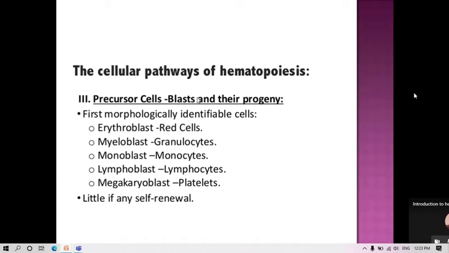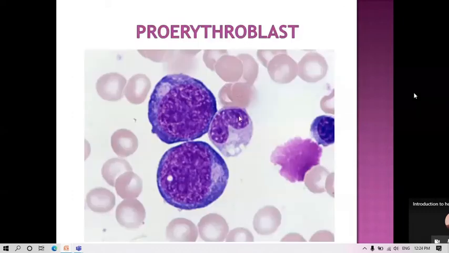These are the first morphologically identifiable cells. Like we can identify erythroblast, myeloblast, lymphoblast, and megakaryoblast, and they do not have any capacity of self-renewal, and if present, it is very minimal. The last one is mature effector cells, which we see in the peripheral blood. In the peripheral blood, we see red cells, neutrophils, monocytes, lymphocytes, and platelets. We know their functions.